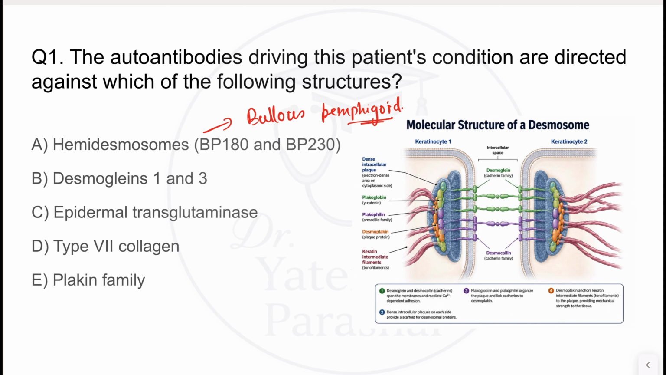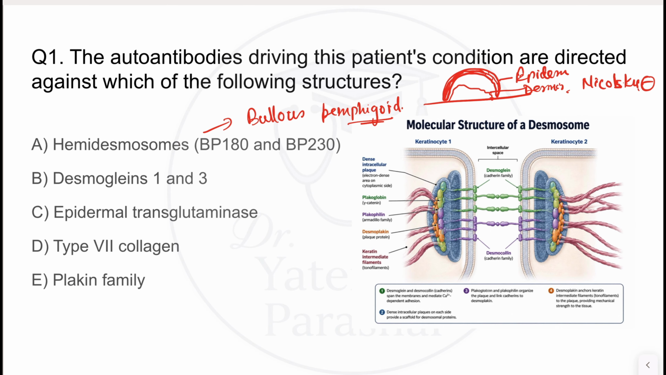Here the bulla is formed, which is very dense and does not get easily ruptured because it is formed between the epidermis and dermis. And in this case, Nikolsky sign is negative.